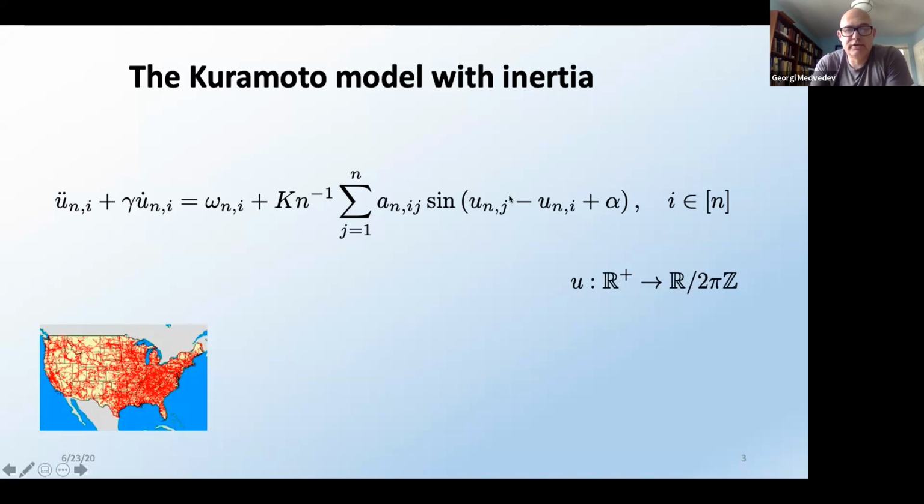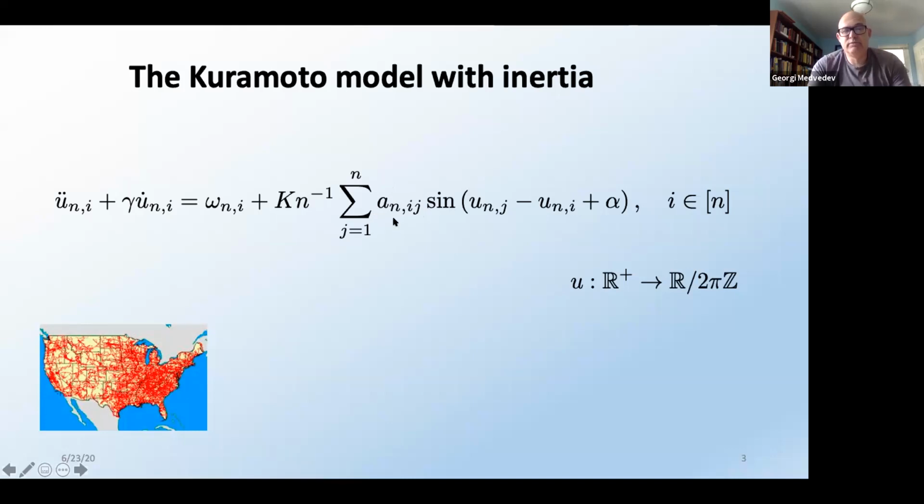And then the oscillators are coupled through this Kuramoto-like coupling. They are pairwise coupled through the sine function. There is a possible lag alpha. K stands for the strength of coupling. And there is possibly some non-trivial connectivity, which in the model is defined by the adjacency matrix, Aij.